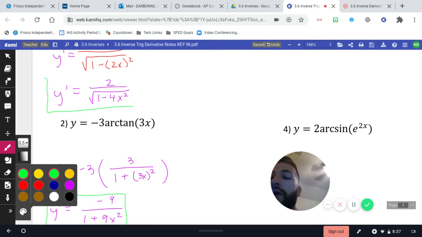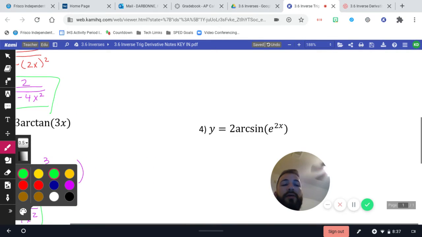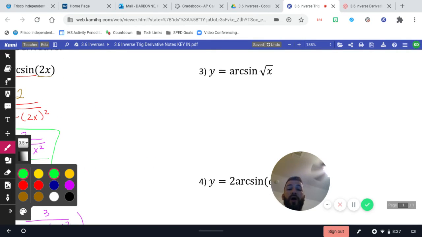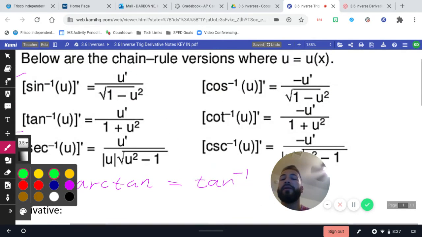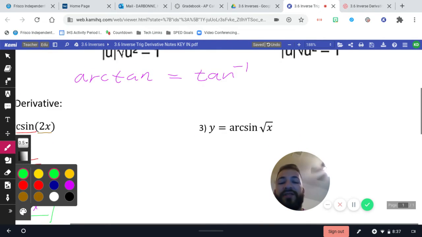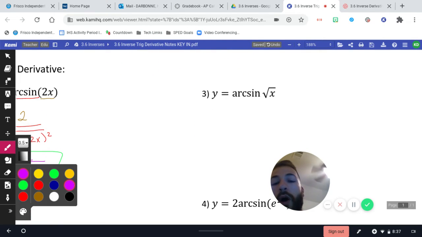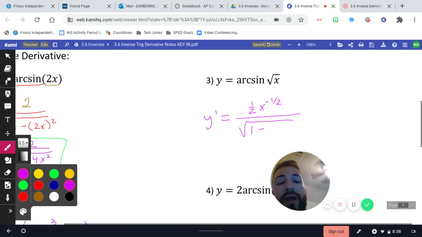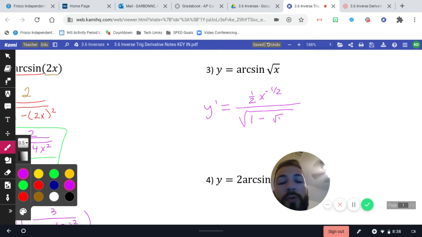Okay, let's do 2 more. So y is equal to arc sine of the square root of x. Once again, the square root of x is my inside. I'm applying my formula: u prime over the square root of 1 minus u squared. So y prime is equal to u prime, so 1/2 x to the -1/2, all over the square root of 1 minus u squared. So 1 minus square root of x squared.